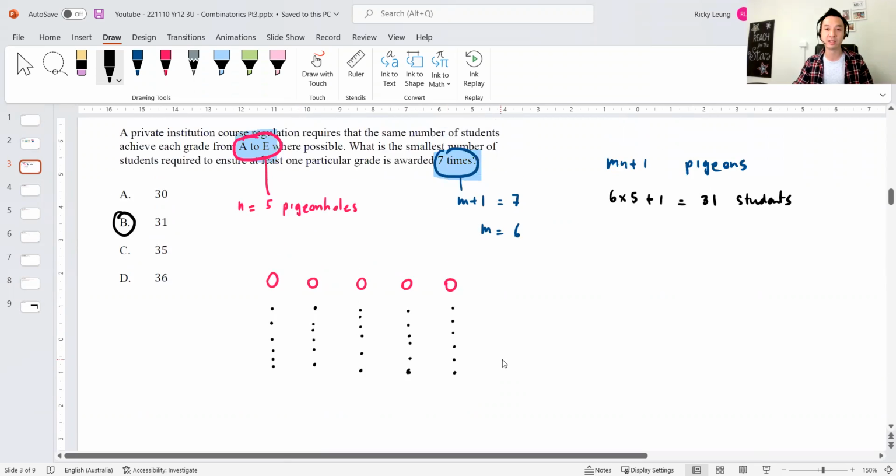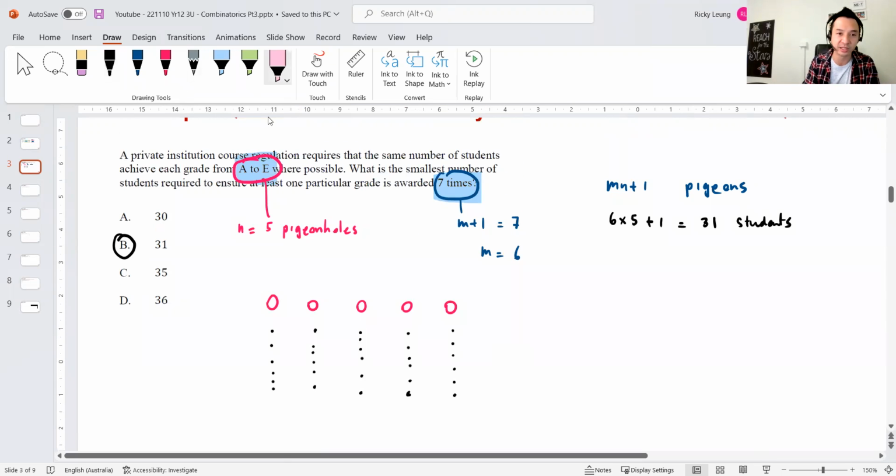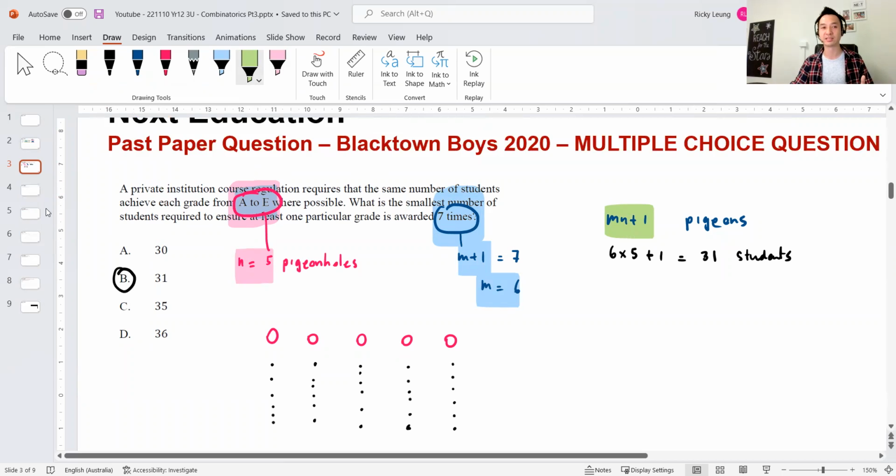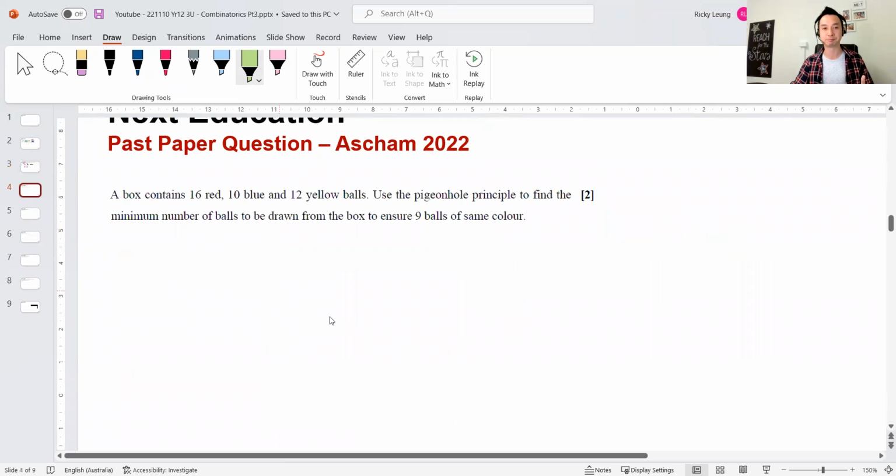Now, I like the thought that if you can identify how many pigeonholes there are, that gives me n. If you can identify the minimum that they want in one pigeonhole, that's m plus 1, that gives me m. Then my formula quite simply says if you multiply m by n, that gives you the layers, and then add an extra 1, that's the minimum that we need. Does that make sense? Let's do another one. In this case, let's do one that isn't multiple choice.